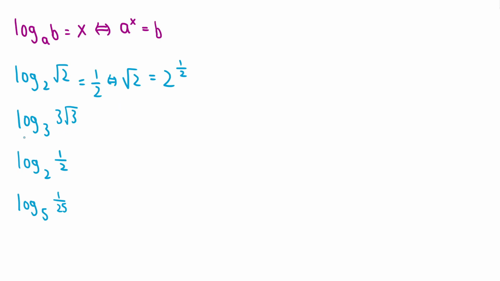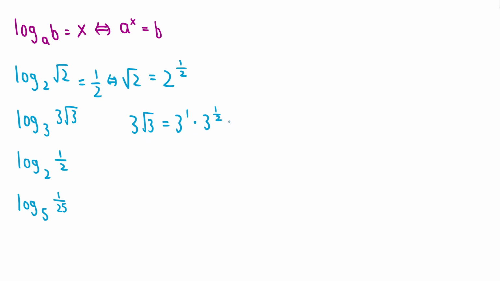So for the next example, log base 3 of 3 square root of 3, we need to determine what power we need to raise 3 to in order to result in 3 square root of 3. So 3 square root of 3 is actually equal to 3 to the power of 1 times 3 to the power of 1/2, because 3 is just equal to 3 to the power of 1, and the square root of 3 is equal to 3 to the power of 1/2.